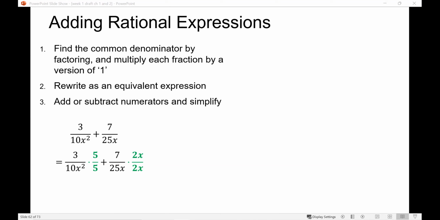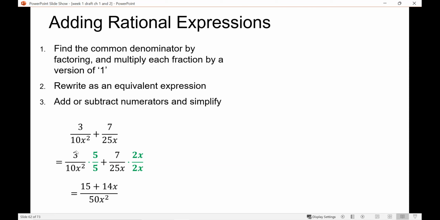So we just need to give our denominators all the pieces that they're missing to make them identical, okay? And in doing this, we are just multiplying by versions of 1, because whatever we multiply the denominator by, we have to multiply the numerator by, so that we don't change the value of our fraction. We just change the way it looks. Okay, so here we're going to multiply our first fraction by 5 over 5 and our second fraction by 2x over 2x. And now both our fractions have denominators of 50x squared.